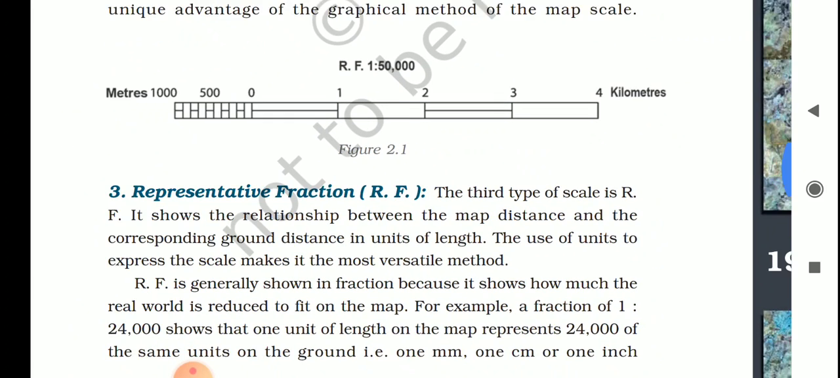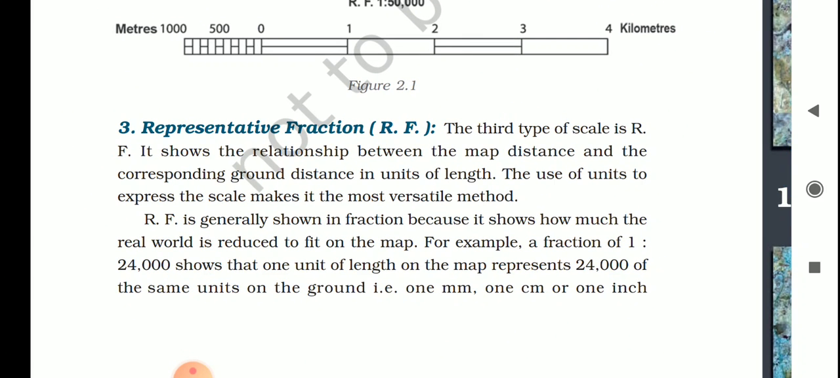Third is representative fraction, students. This is the third type of scale, RF, representative fraction. It shows the relationship between the map distance and the corresponding ground distance in units of length, right? For example, 1 is to 1 lakh means 1 unit of distance on the map corresponds to 1 lakh units of distance on the ground. So this is the actual distance.